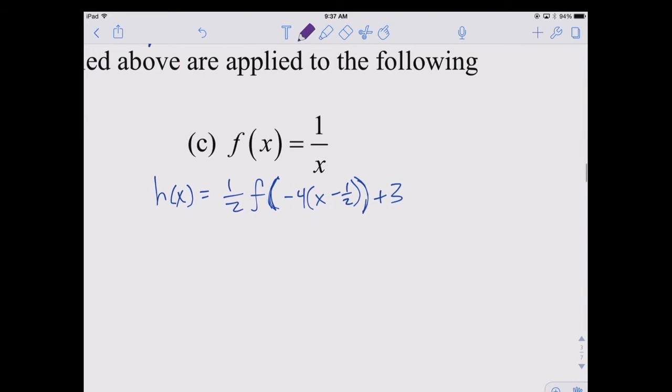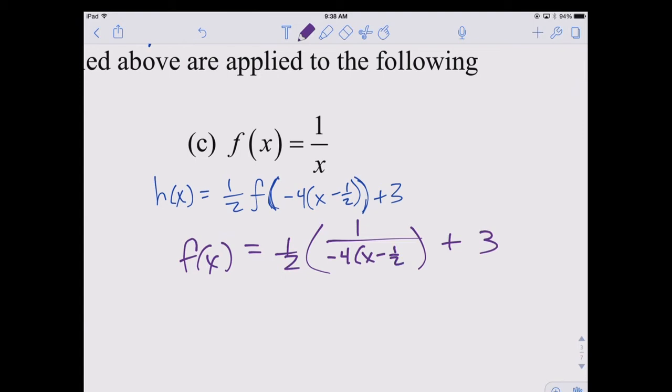Let's go ahead and write the equation first. What does it mean to be inside the reciprocal function? In the denominator. So we're going to have a 1/2 and then a plus 3. And now we're going to have 1 over, and inside, which is where the x is, we're going to have negative 4 times x minus 1/2. So there's what that equation would look like.